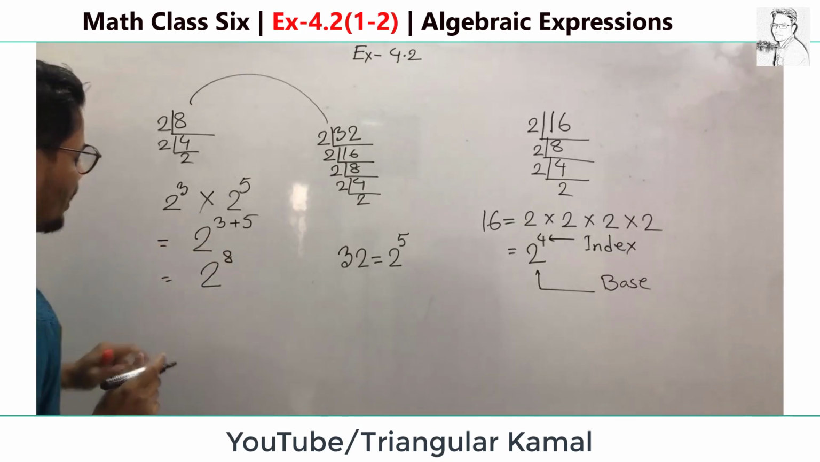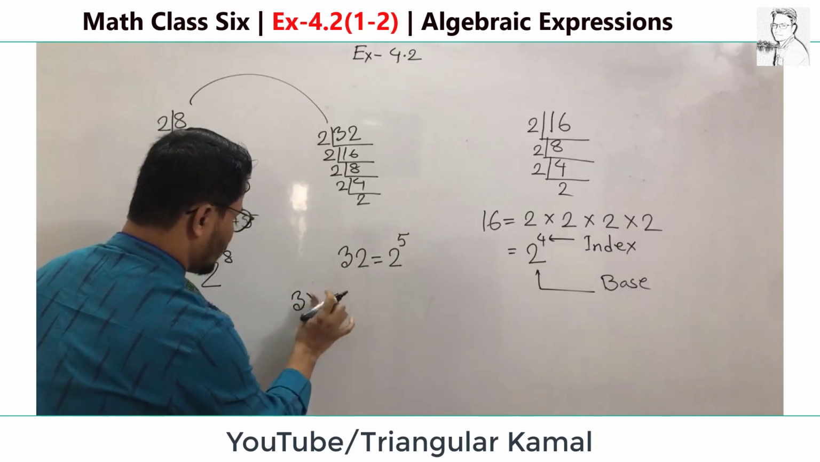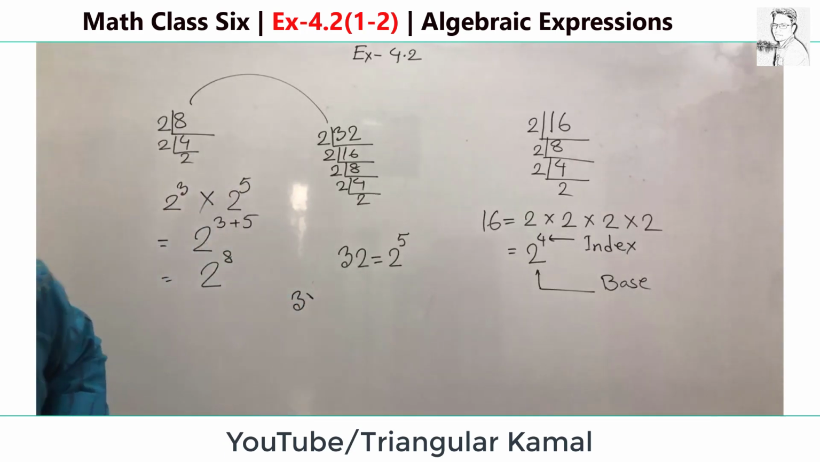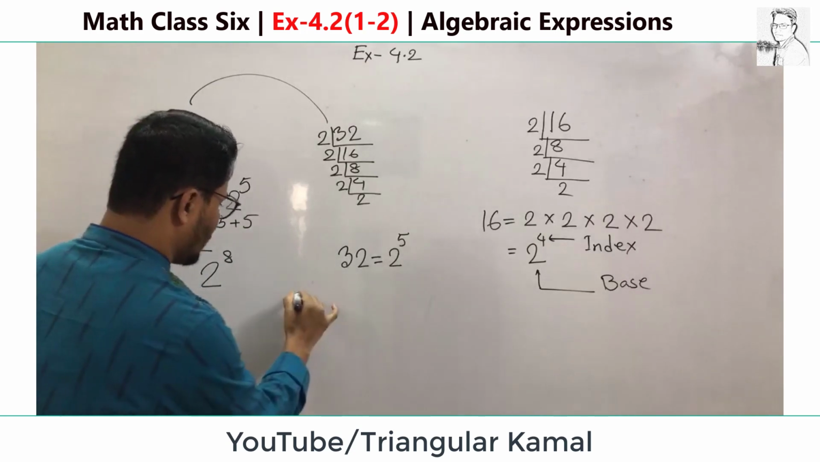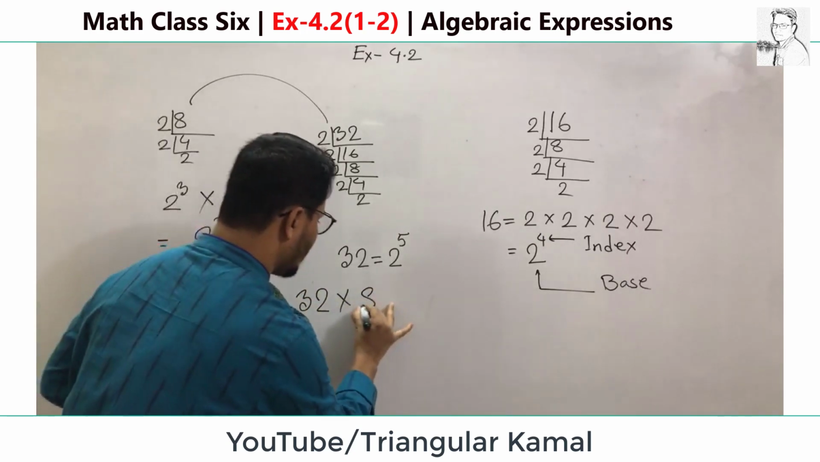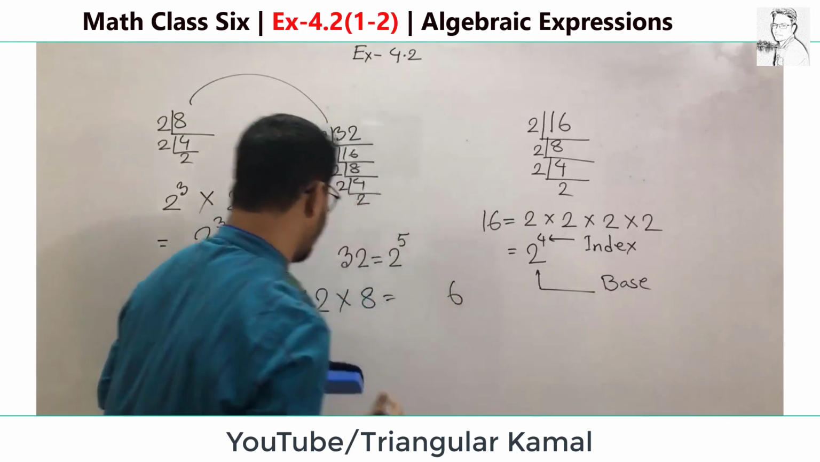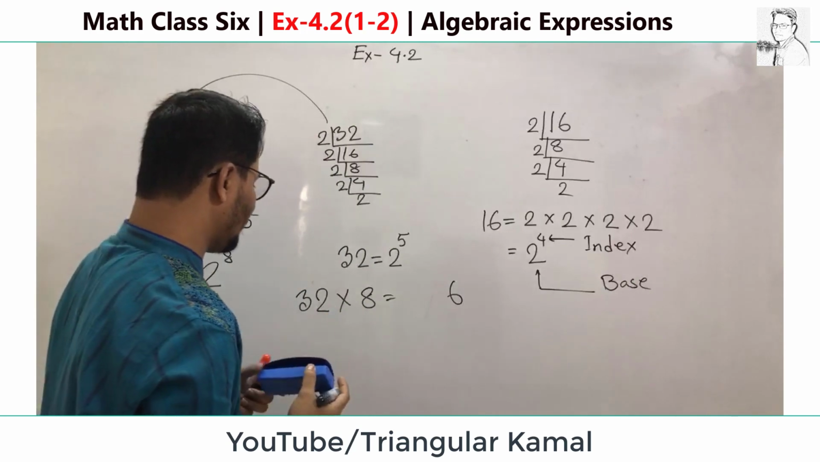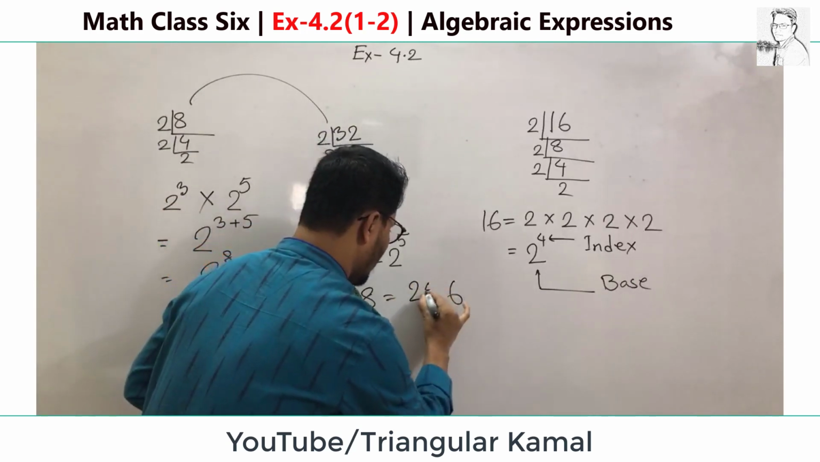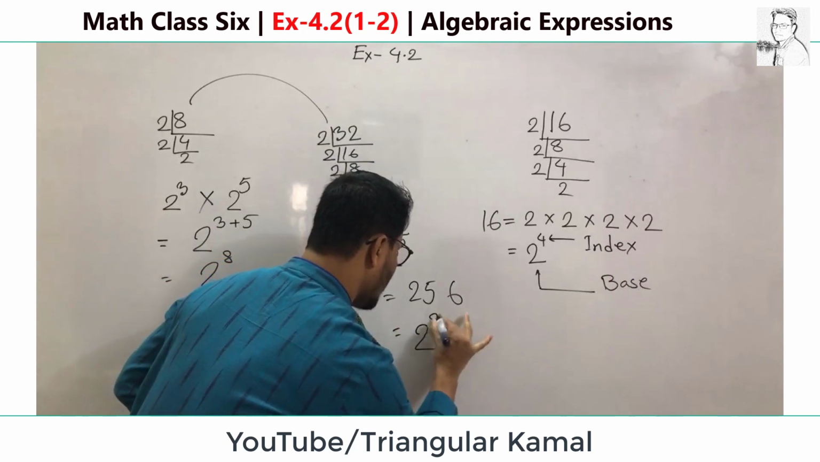2 to the power 8 is the result of, I think, 32 multiply with the 8. This one is 8 sixes are 48, 8 twos are 16, 6 carry 1. 8 threes are 24, and 25 is the result of 2 to the power 8.